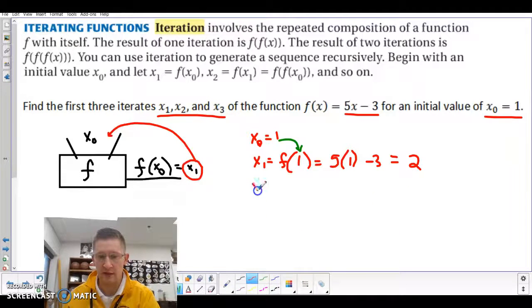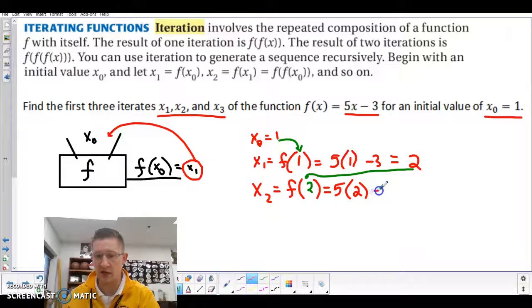To then find x sub 2, the second term, I am going to plug in the previous output, which in this case is 2. It's only a coincidence that this is 2 and this is x sub 2. That's not going to happen all the time. So I find f of 2, which means I take 5 times 2 minus 3. I'm using that same function, it just has a different input, and the input is the output from the previous iteration. So 5 times 2 is 10, minus 3, that's 7.